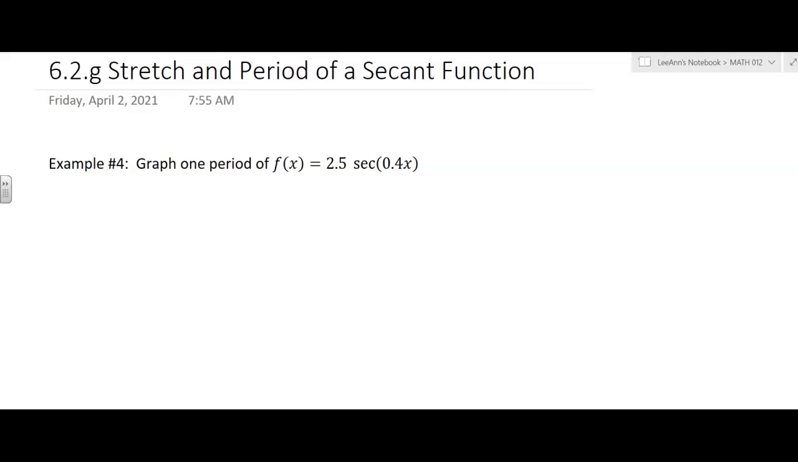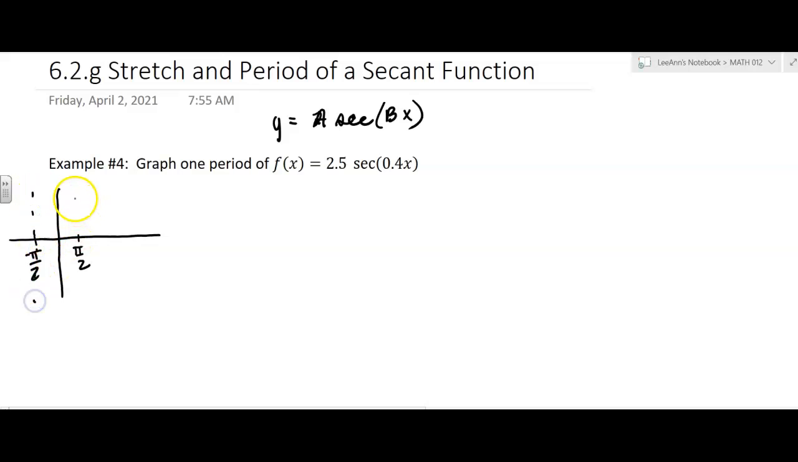All right, so now we're going to graph a secant curve, and it's in this form: y equals a secant bx. You might think about, what does the regular secant curve look like? Well, the regular one has asymptotes at pi over 2 and negative pi over 2, and then at 3 pi over 2 there's another asymptote. And then there's a graph starting up here at 1 going this way.